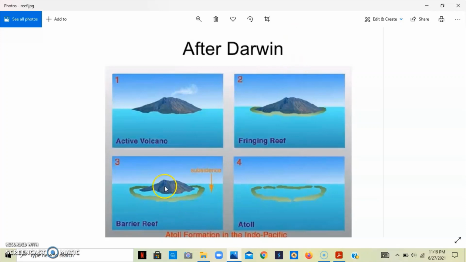So because this extinct volcano is sinking, you have the corals just fighting to stay above so that they can get enough sunlight. So between the extinct volcano and the corals, you have a small lagoon forming, and this is where we will have a barrier reef.